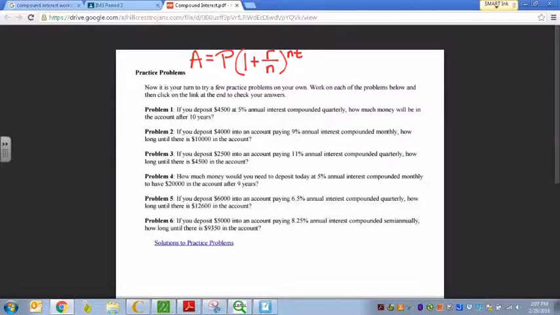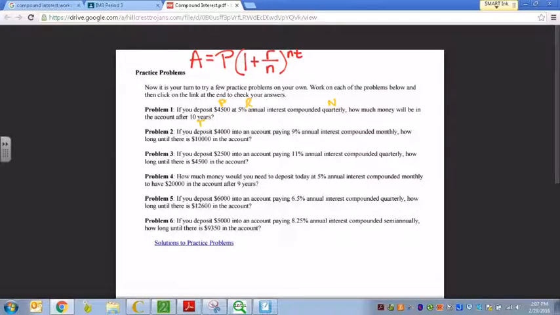So let's go ahead and take a look at number one. If you deposit $4,500, that's my principal. I'll put a P above it there. At 5%, okay, so that's going to be my rate. And your interest compounded quarterly. Quarterly is the number of times. How much money will be in the account after 10 years? So 10 years would be t.